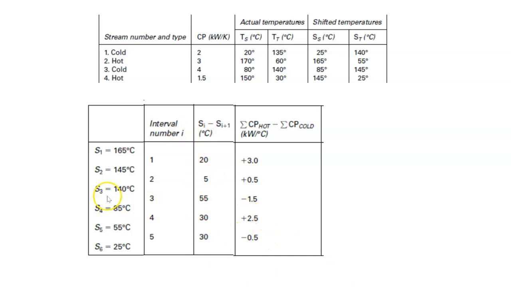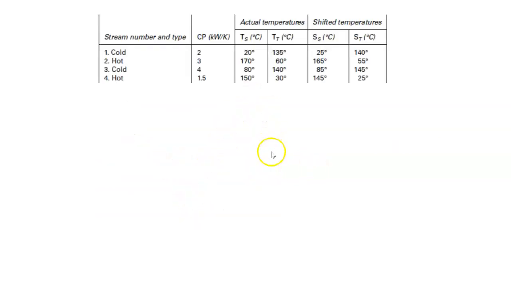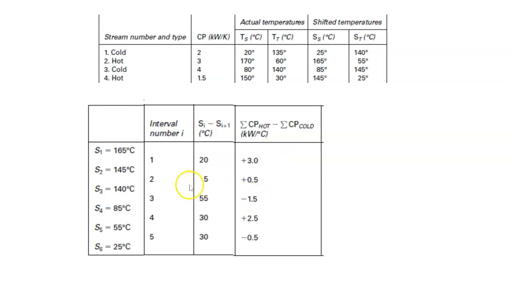Again, let us check for the interval between 3 and 4. So how many streams are there between 3 and 4? Between this, all the 4 streams are available. That is stream number 3, stream number 1, stream number 4 and 2. So what I just need to do is add the CP values for hot, that is 3 plus 1.5, 4.5, minus 4 plus 2, 6, 4.5 minus 6 making it minus 1.5. Likewise for this interval and for this interval.